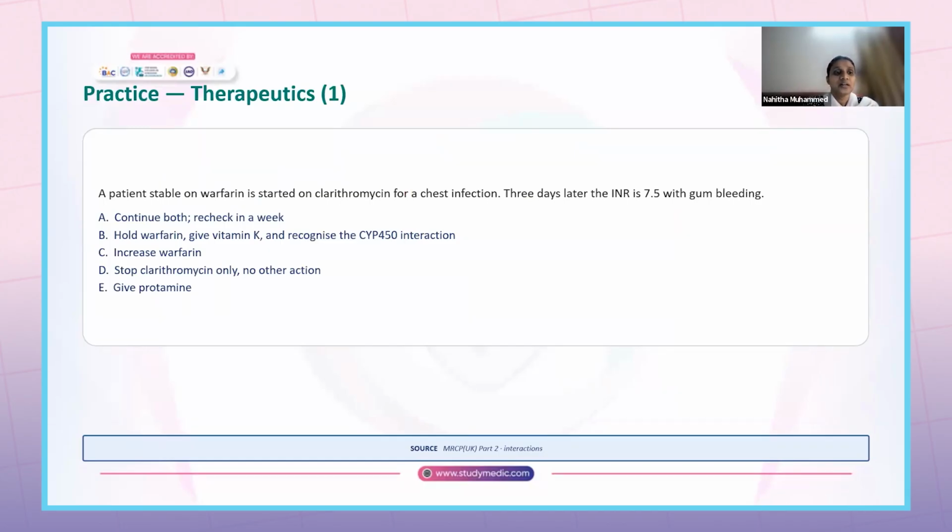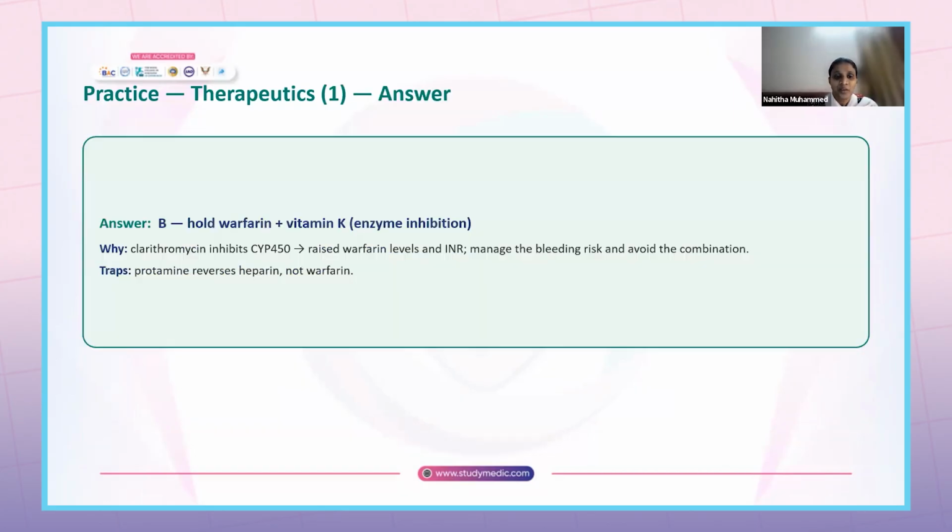The patient stable on warfarin is started on clarithromycin for a chest infection. 3 days later, INR is high. What do we have to do? So that is bleeding. Clarithromycin is an inhibitor. So we have to hold warfarin and give vitamin K. For warfarin we cannot give protamine; for warfarin we can give vitamin K.